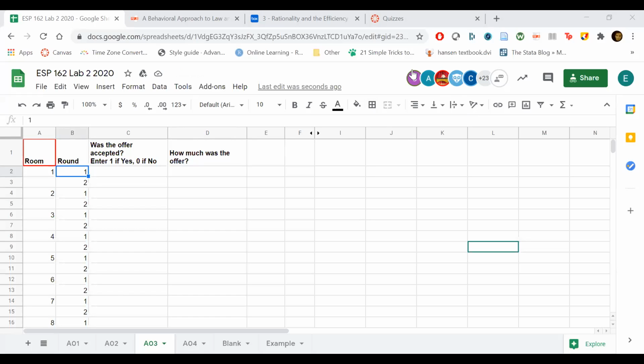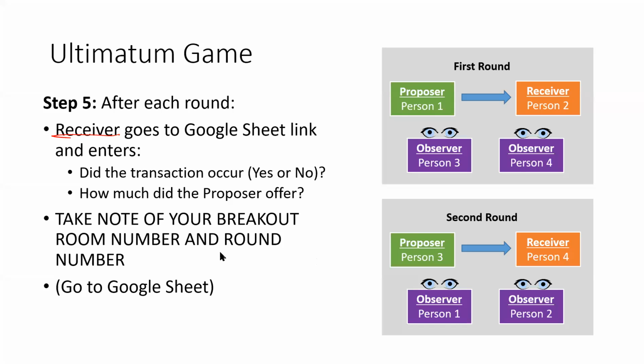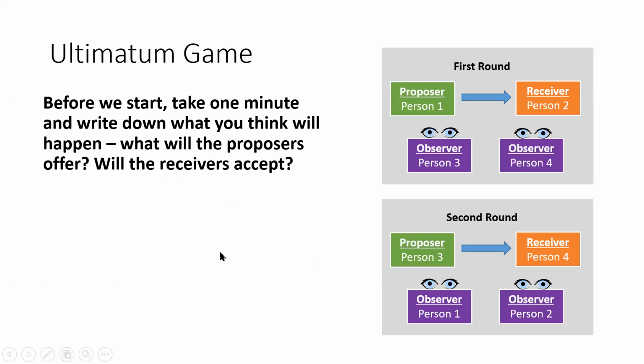All right, stop share. Ready to go? Yeah, so before we break out into the different groups, I want to give everybody 1 minute to write down what you think will happen. What do you think the proposers will offer, and what do you think the receivers will accept? So just take 1 minute to do that. And also, if anyone has any questions, let me know right now.